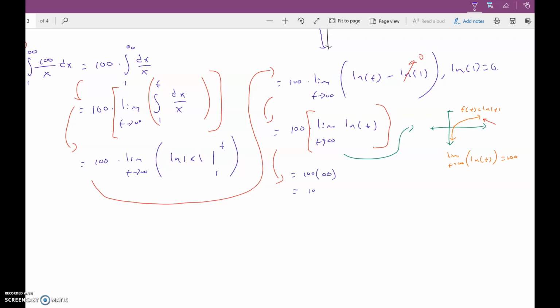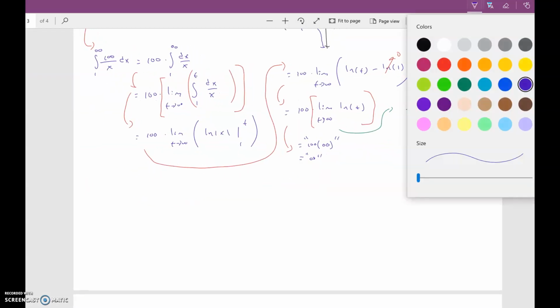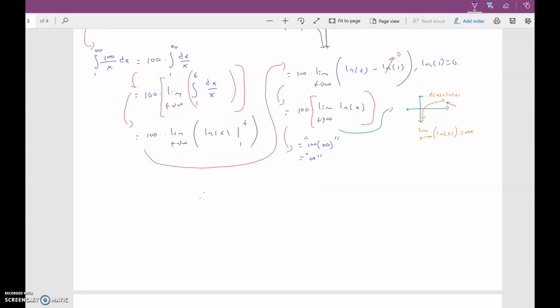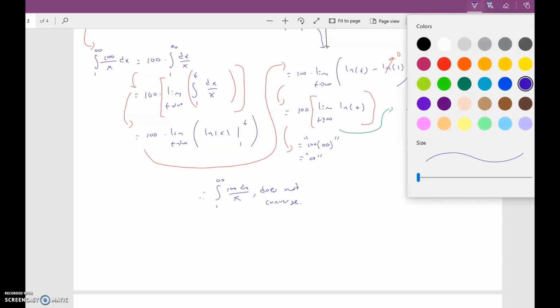So this is equal to, I'm just putting quotation marks there, an infinite quantity. Our final answer for this one, we would just rewrite it as the integral from 1 to infinity of 100 dx over x does not converge, which means that we actually don't get a finite area. So that would be it. This is our final answer.